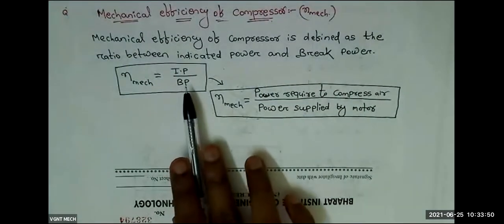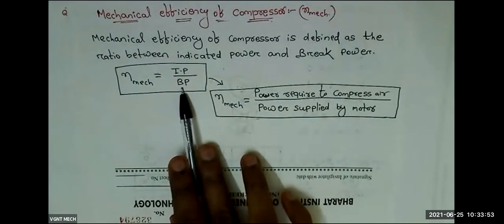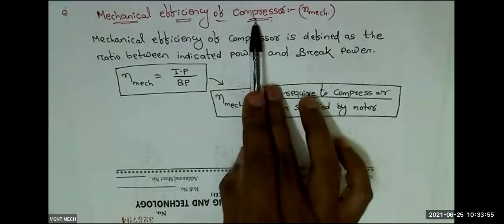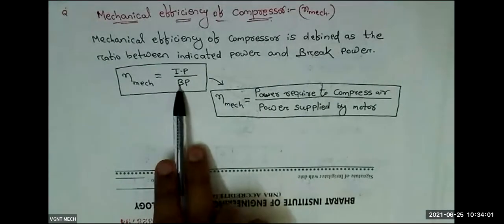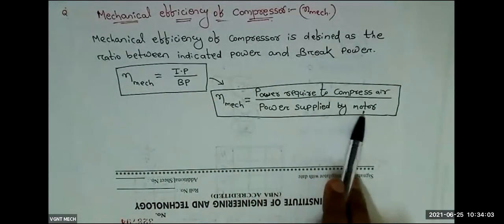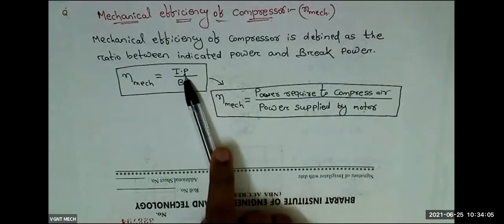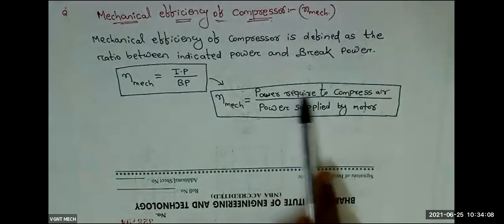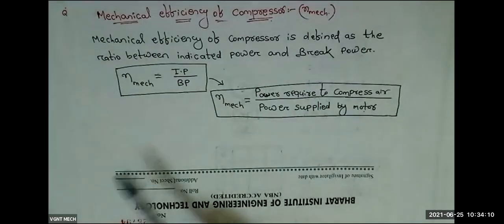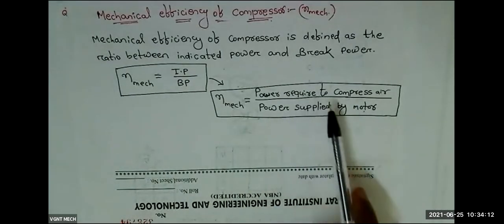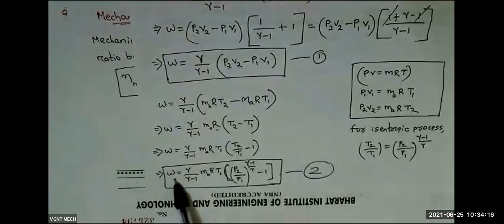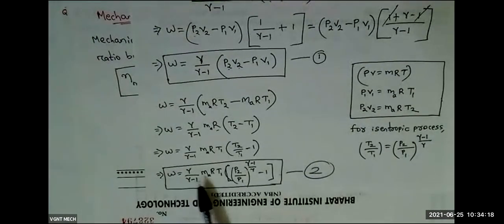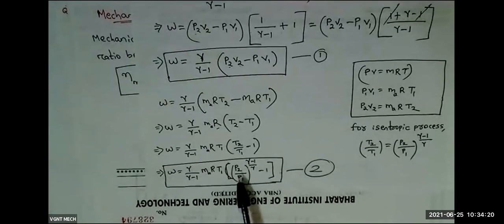Normally we get the brake power at the crankshaft, and in the case of a compressor, the motor supplies the power to the crankshaft. So brake power is nothing but the power supplied by the motor to the crankshaft, and indicated power is nothing but the power required to compress the air. And how do we calculate this power required to compress the air? This is the formula.